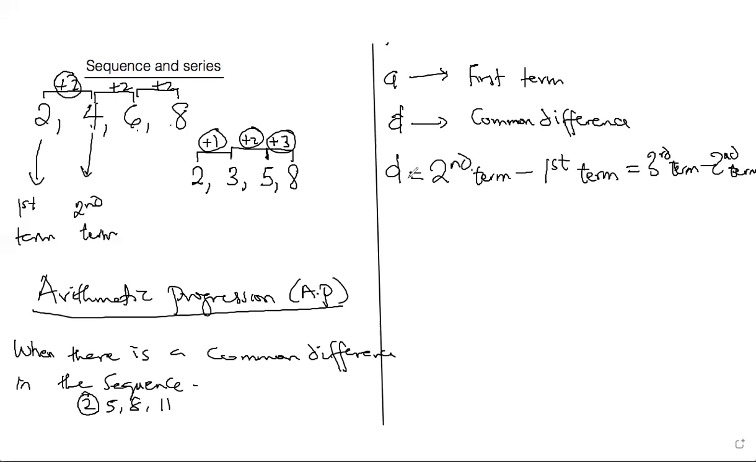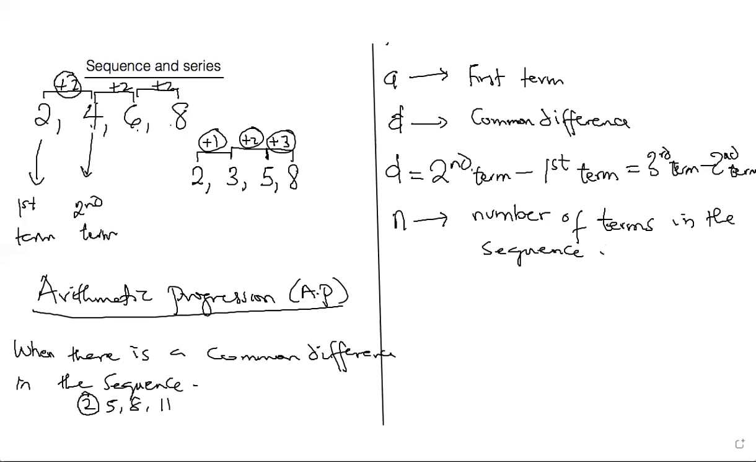Okay, that's D. Then there's another thing that is common to arithmetic progression, or the sequence in general, which is n. This n is the number of terms in the sequence.